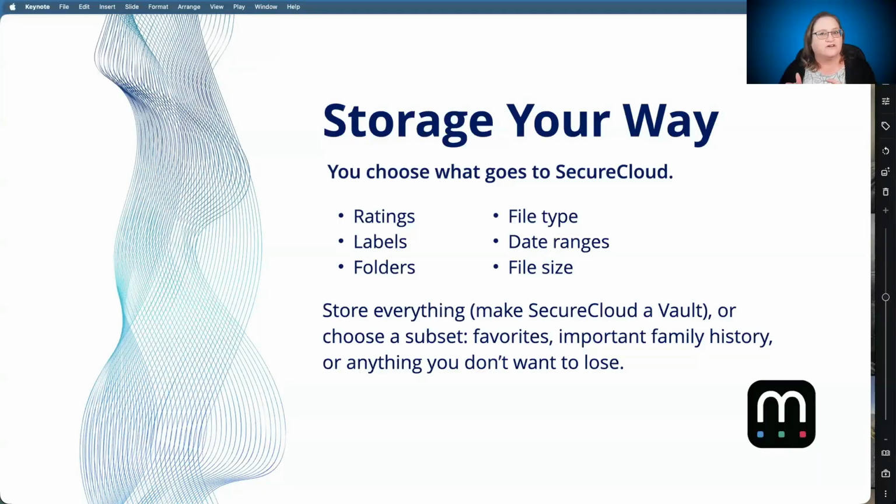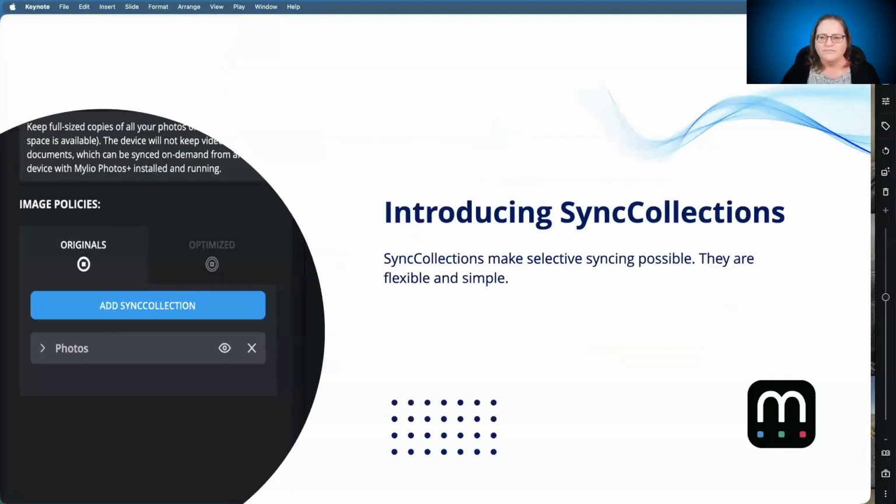So let's only make sure the critical stuff gets put into SecureCloud. You have a lot of different ways that you can fragment this and be very specific about what you're putting into the cloud. So choose a subset, your favorites, important family history stuff, anything that is really critical that you don't want to lose. So that's where we come to SyncCollections.